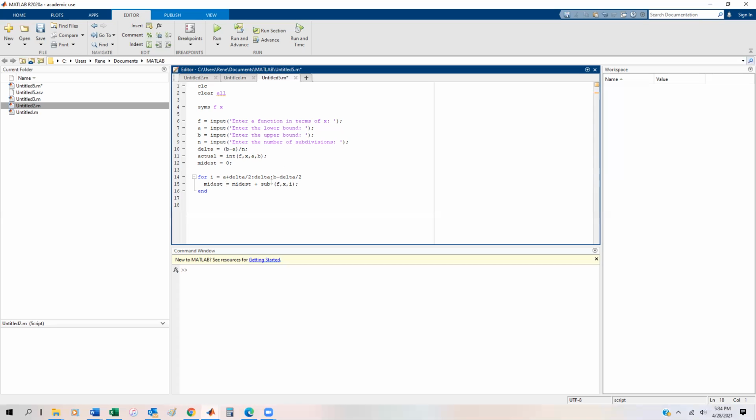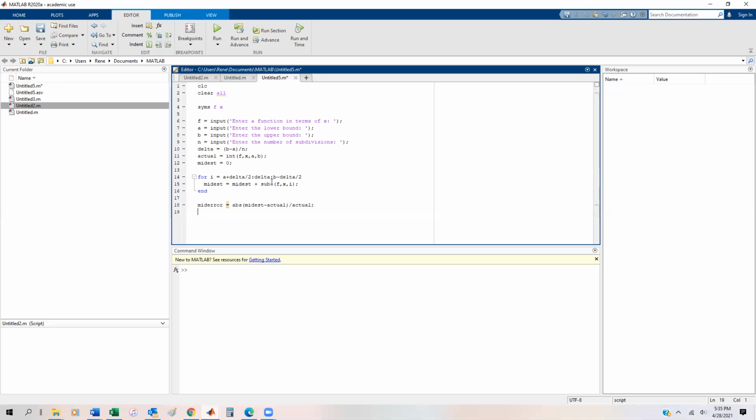Now, the question is, how good of a sum is this? So what we're going to say is that we're going to get the error. So I'm going to call it mid-error. And that's going to be equal to the absolute value of mid-est minus actual divided by actual.